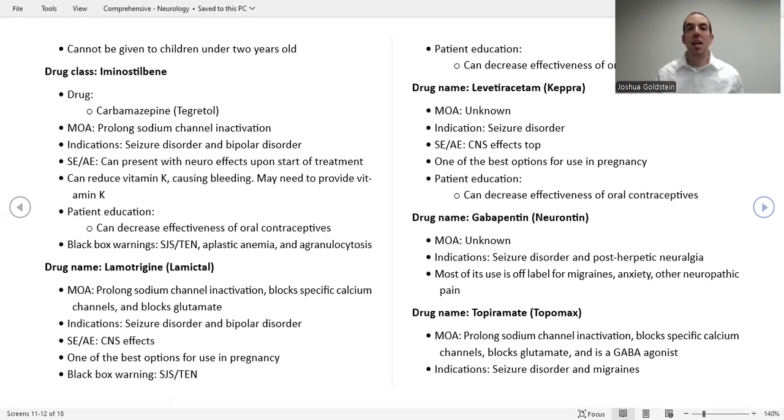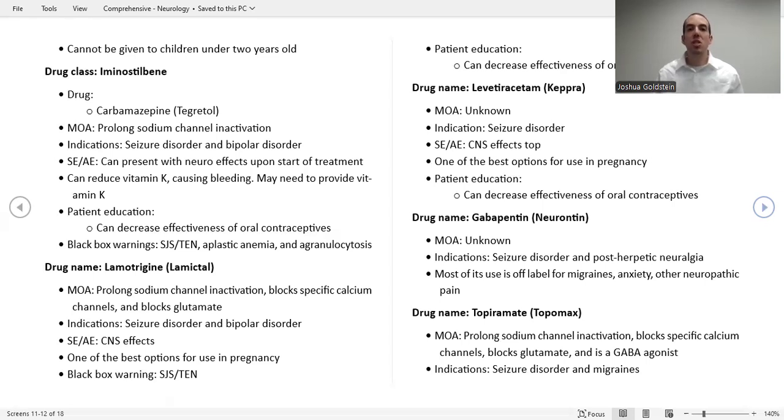and the same issue of decreasing the effectiveness of oral contraceptives. This again has 3 black box warnings. This one has SJS/TEN, which stands for Stevens-Johnson syndrome and toxic epidermal necrolysis. These are severe and potentially life-threatening dermatological issues. We also have a black box warning that it can cause aplastic anemia, which is obviously a type of anemia, as well as agranulocytosis. Again, I don't know how deep you want to get into this. It is fair game for a test, so as a nursing student, you should know that.